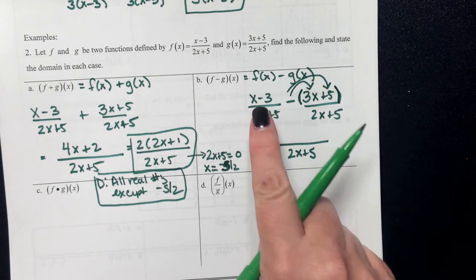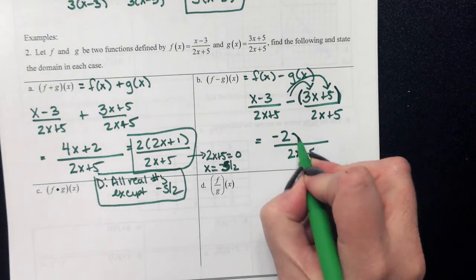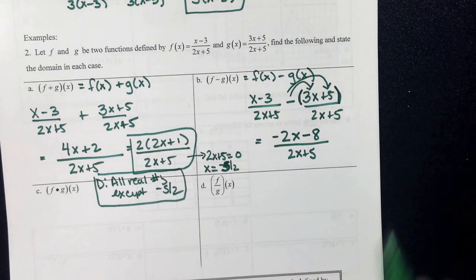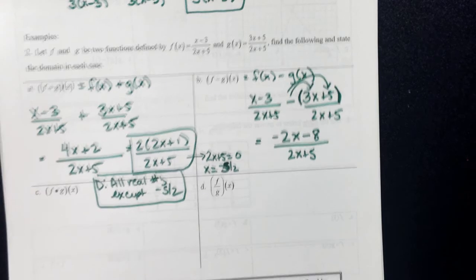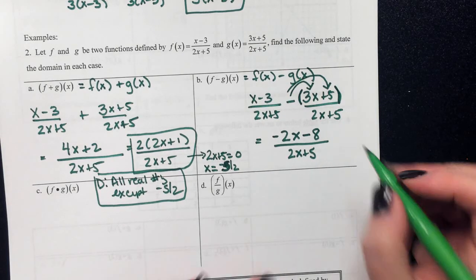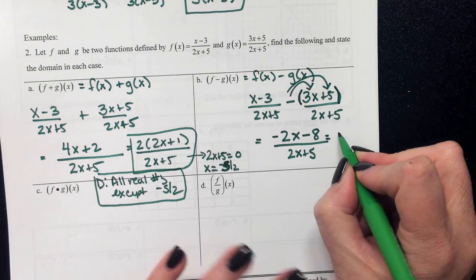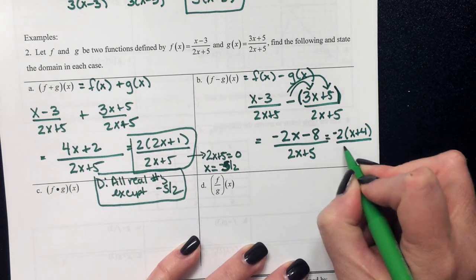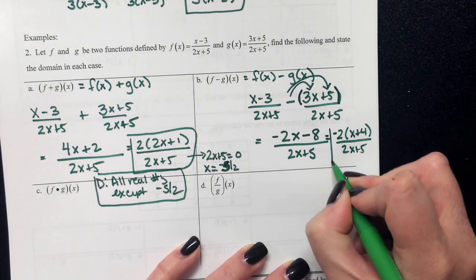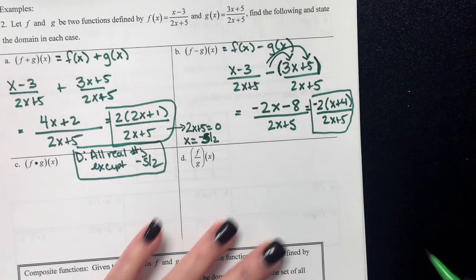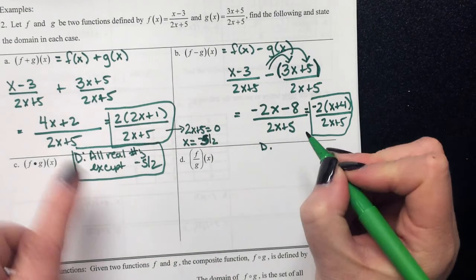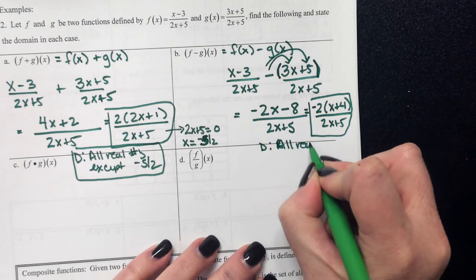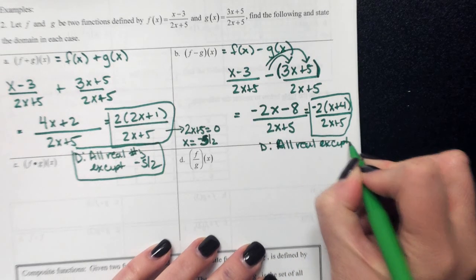So when I subtract, x minus 3x is a negative 2x. Negative 3 minus 5 is a negative 8. And what can you factor out of that numerator? You can factor out a what? Negative 2 or 2. So if I pull out a negative 2, that'll give me x plus 4 over 2x plus 5. And the domain would be the same as part A because the denominators are the same. It's going to be all real numbers except negative 5/2.